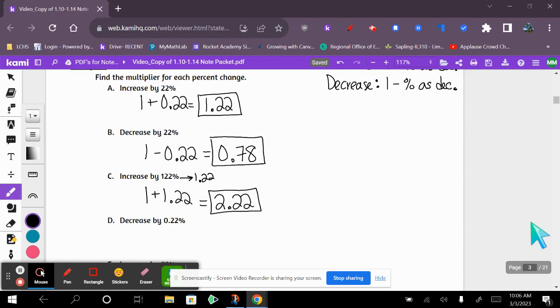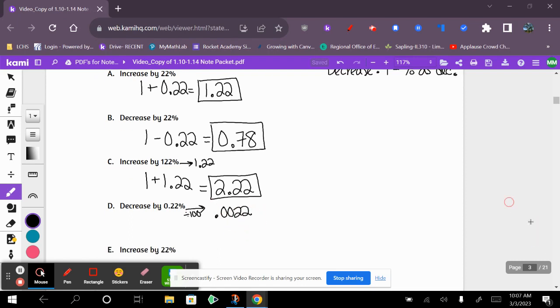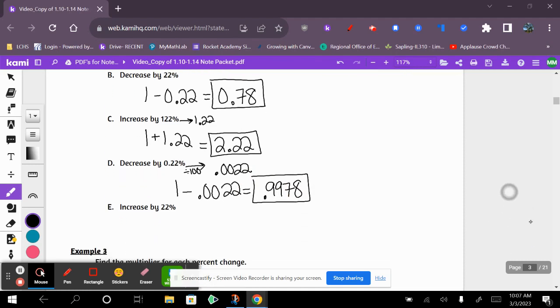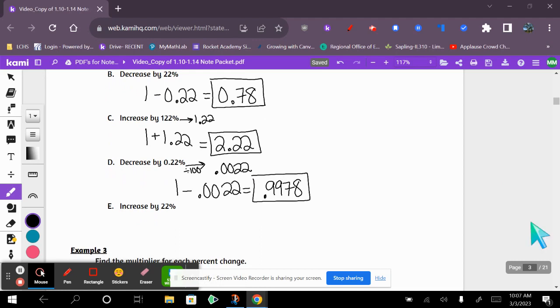And in this one, just be careful. Remember to change it to a decimal. We're dividing by 100, so we're going to get an even smaller decimal. We're going to get 0.0022. So this will be 1 minus 0.0022, which gives us 0.9978. So only a small amount less than 1. And E is just the same as part A, so we do not need to redo that one.